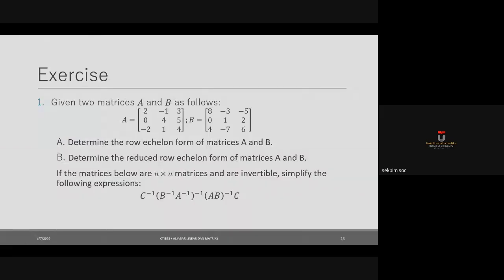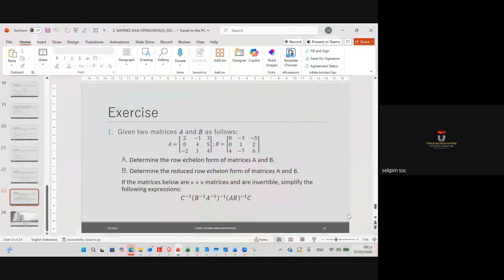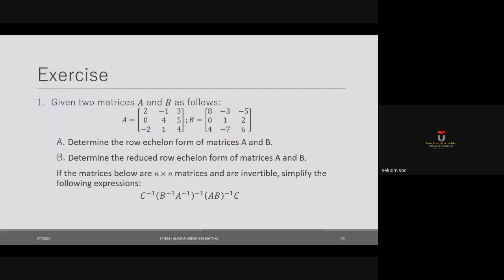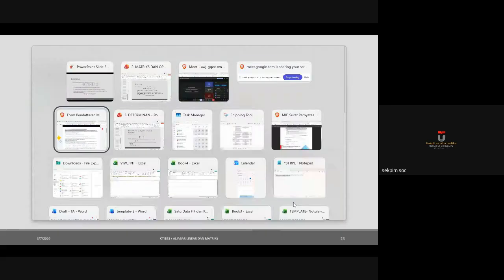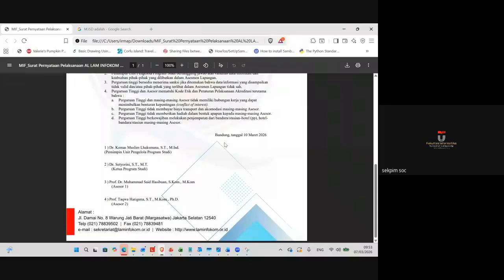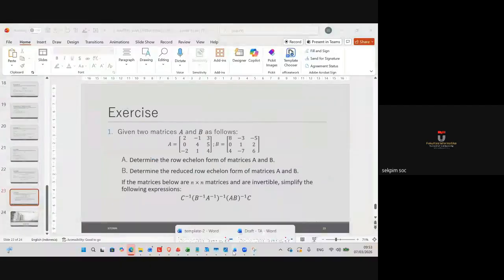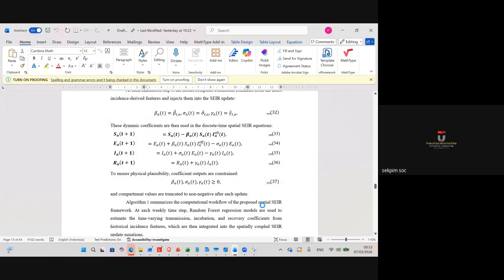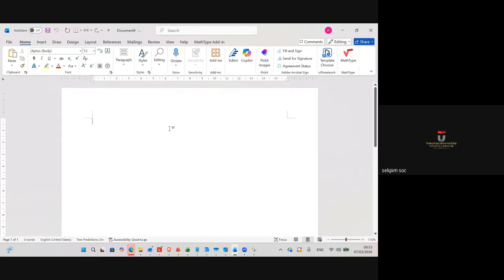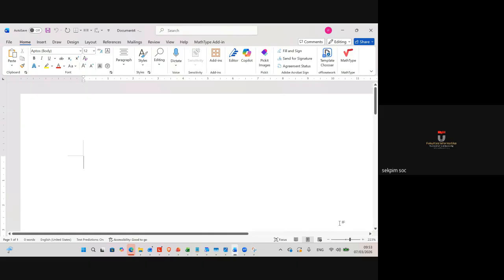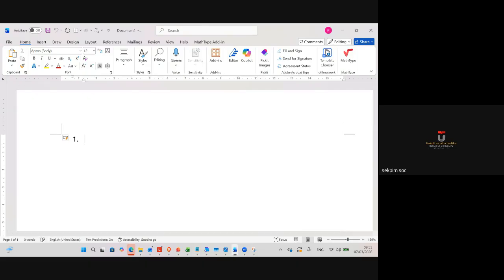Next is just exercise. Maybe we can do it together. But let me see the time. What time is it? Okay, I still have time. Okay, so let me open Microsoft Word. So number 8.